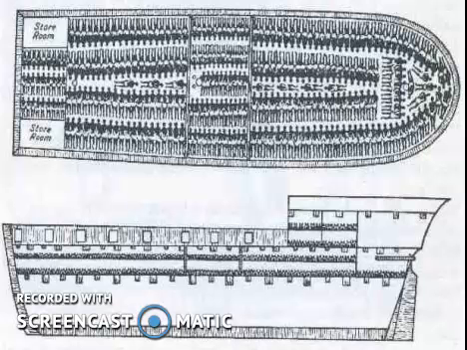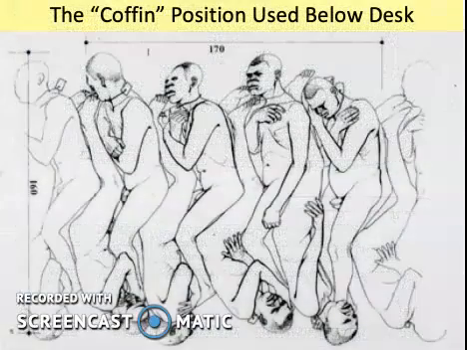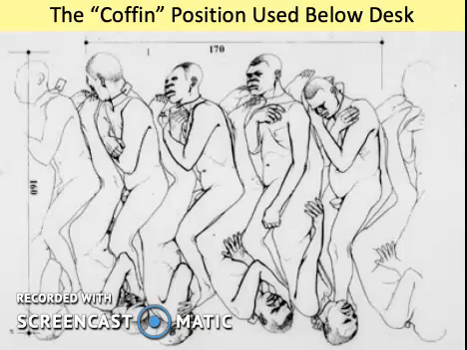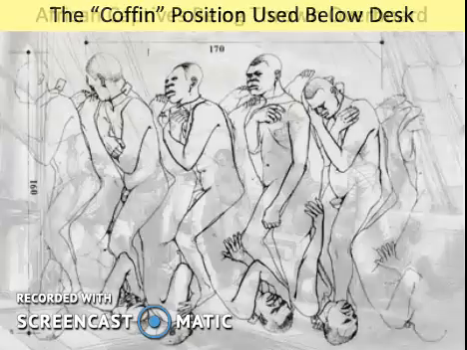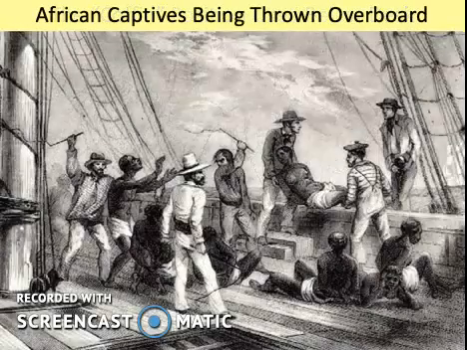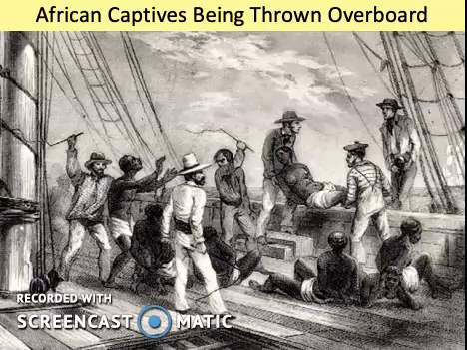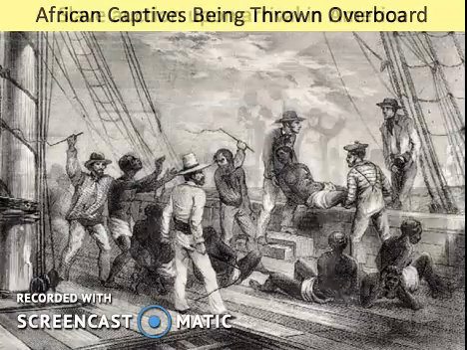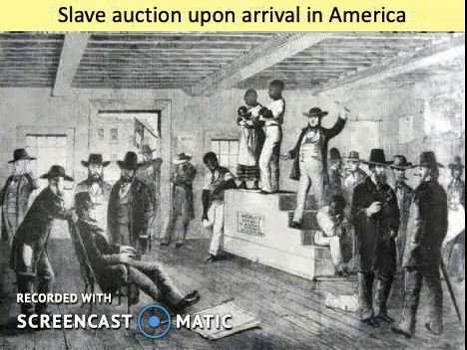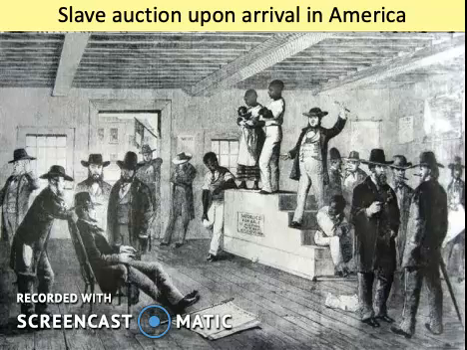Now, absolutely horrendous conditions. We can see the way that they're packed onto ships is oftentimes called tight packing. And you can see this in the next couple images here, the coffin position that's oftentimes used below deck. You can see how people are stacked to try and maximize space. And if there's ever any trouble, they'd just be thrown overboard. And when they got to the New World, they would be sold into slavery.